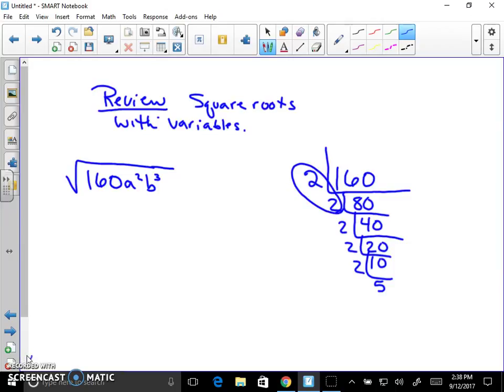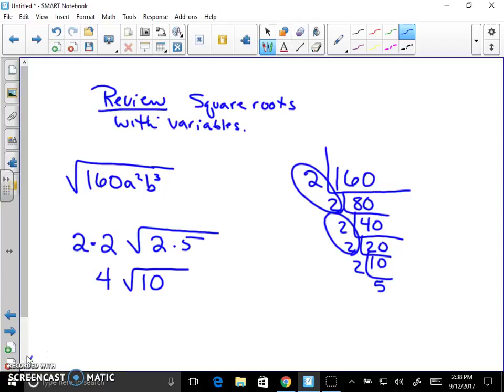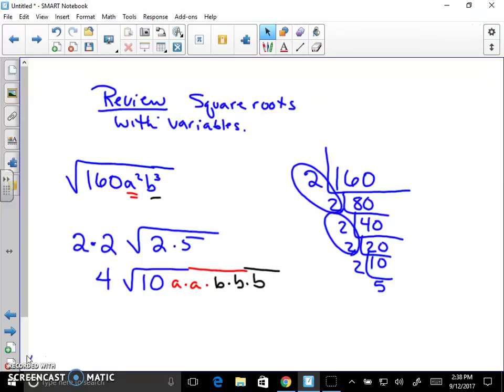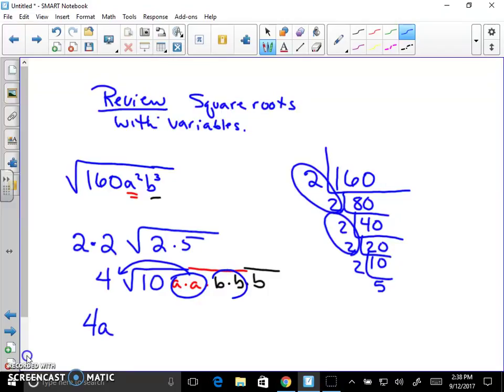And when I find one pair, I pull out one outside the radical, another pair, and then the 2 times the 5 is inside. So we have 4 times the square root of 10. And now I'm going to expand this variable. So it's a times a, all right, and then we have b to the third. So just like before, you pull out a pair. So the a comes outside, b comes outside, and then you have 10b.